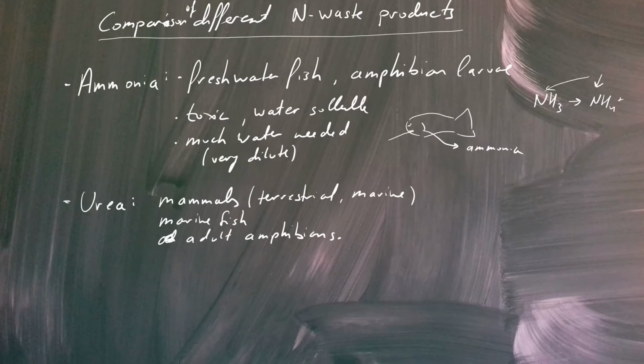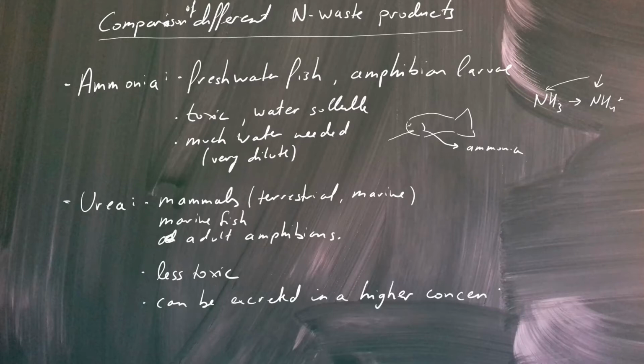Okay, adult amphibians, so these are basically who makes them. The reason is that it's less toxic. The thing is the following: you can excrete it in a more concentrated solution, and that's important. Excreting it in a higher concentration means less water is needed.